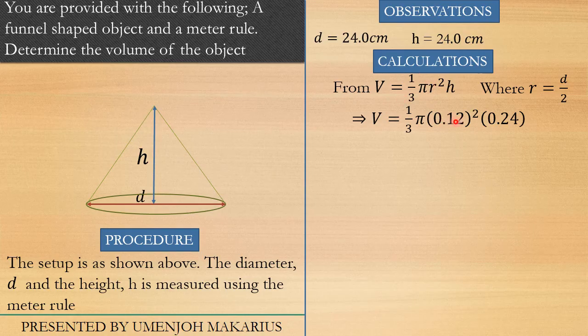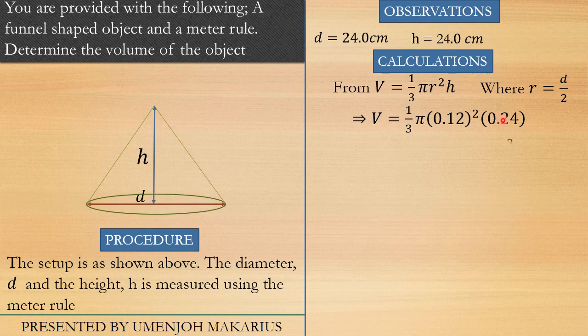0.12. So we simply plug in everything into our equation. We're going to have 1/3 π, r is what? Diameter over 2, which is 12 divided by 100 to put it from centimeters to meters. We're going to have 0.12, all that squared. Then the height is 24. Put that to meters, divided by 100, we're going to have 0.24.